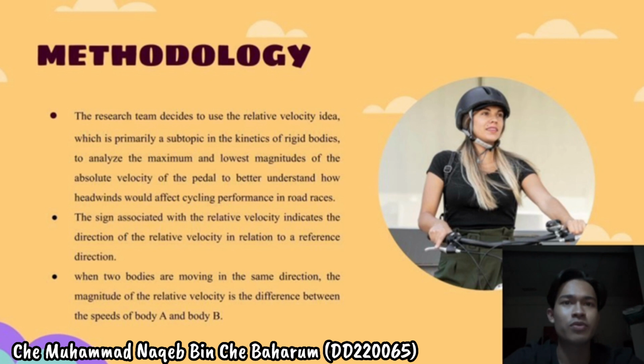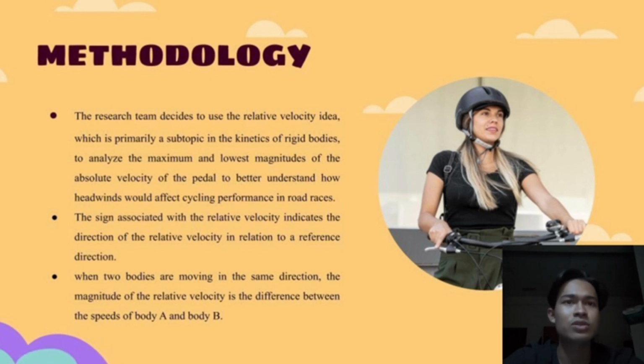Relative velocity involves the motion of two bodies and is not solely the difference between their velocities. The magnitude of the relative velocity of bodies moving toward each other or moving apart in opposite directions is calculated by adding the speeds of the two bodies, considering their direction. On the other hand, when two bodies are moving in the same direction, the magnitude of the relative velocity is the difference between the speed of body A and body B. If two bodies are moving in the same direction at the same speed, then the relative velocity will be zero.